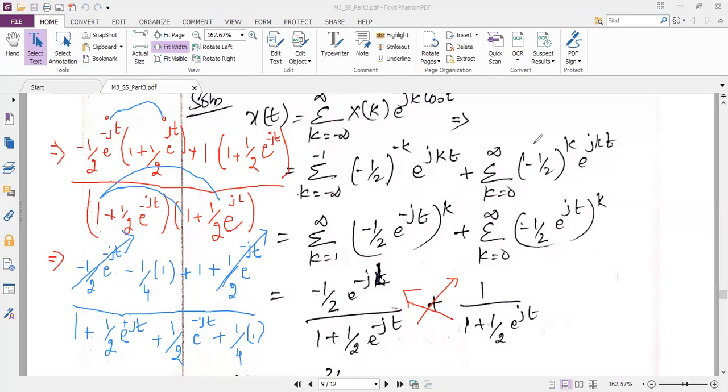Shall we proceed further? So the numerator part is 1 minus 1 by 4. Can anybody tell me how much is 1 minus 1 by 4? Is it 3 by 4? Yes, 3 by 4.